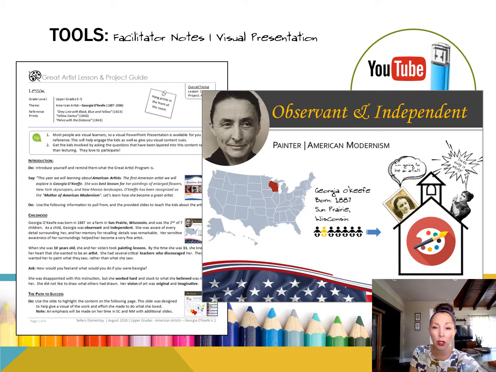Georgia O'Keeffe, who was born in Wisconsin. She was the second of 7 children. She went to art school, and by the age of 13, she said she was going to be an artist.